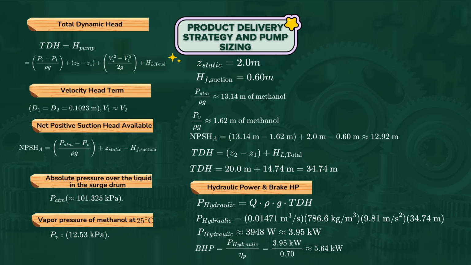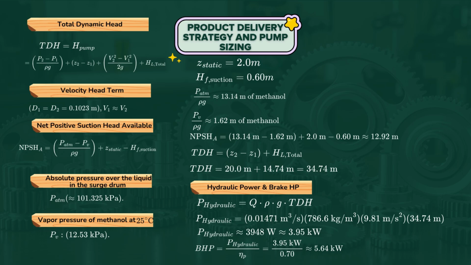Brake horsepower, BHP. The mechanical input power required is calculated by dividing the hydraulic power by the assumed pump efficiency. Pump efficiency: a typical centrifugal pump efficiency of 70%, which is 0.70, is assumed for this chemical service. BHP equals P hydraulic divided by pump efficiency equals 3.95 kilowatts divided by 0.70 equals 5.64 kilowatts.